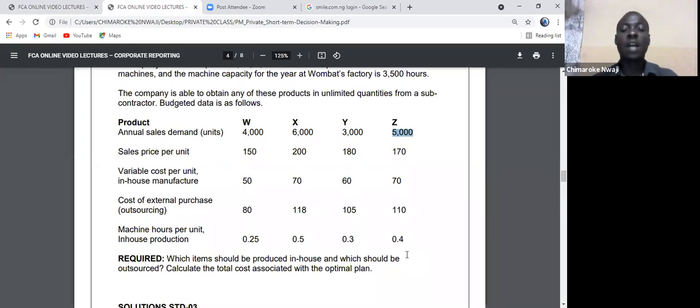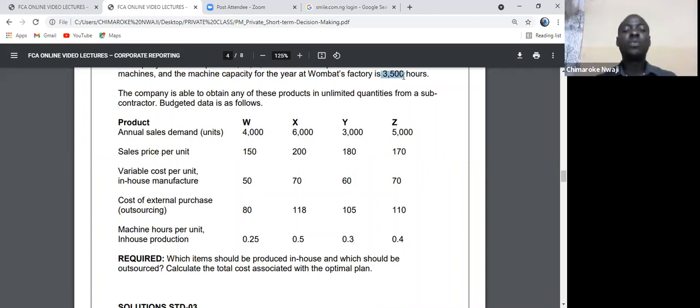Now, how many hours does it take to do one? 0.4. So we have 0.4 multiplied by 5,000. Wow, that gives us 2,000. And remember, we already have 1,900. So if you add 2,000 to 1,900, we will be having 3,900. Remember, our factory hours is limited to 3,500. So by doing Z, we'll be overshooting, we'll be cramped for time.